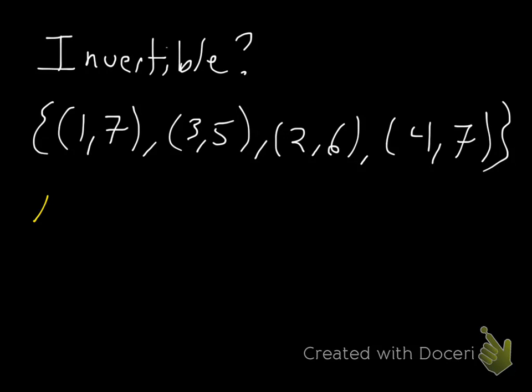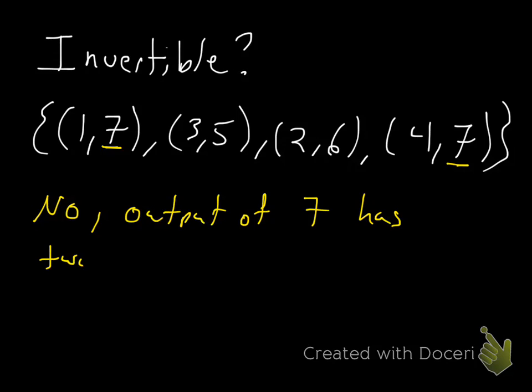So what we're looking for here is, before we would look at each x value. Each x value should have only one output. Now if we're looking for, does it have an inverse function, we're looking at each output, and it should only be associated with one input. Now you see a problem here. 7 has 2 inputs, so this is not going to be an invertible function. So we're going to say no, output of 7 has 2 inputs, and it has inputs of 1 and 4.